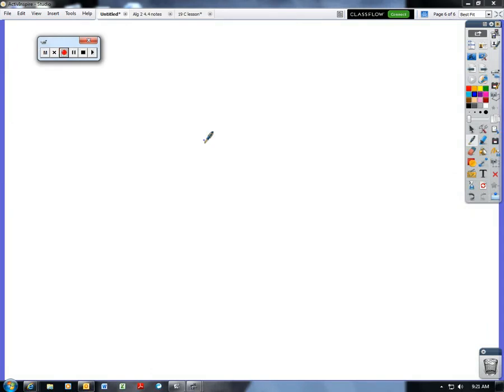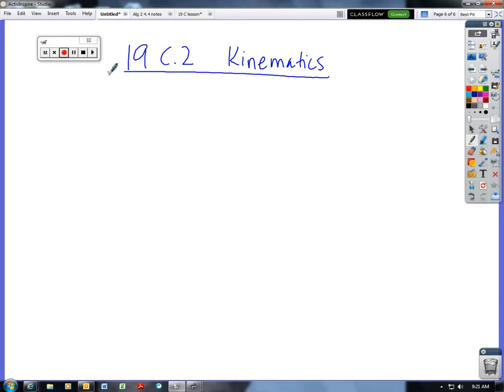So this is 19C.2. It's kinematics continued, and it's definitely a little more involved than C.1 was. So let's start off by talking about the relationship of position, velocity, and acceleration.